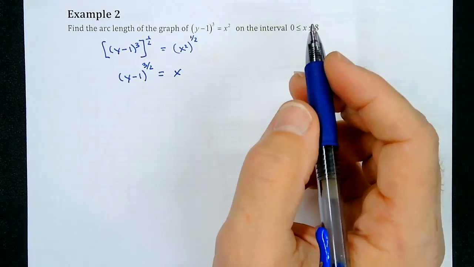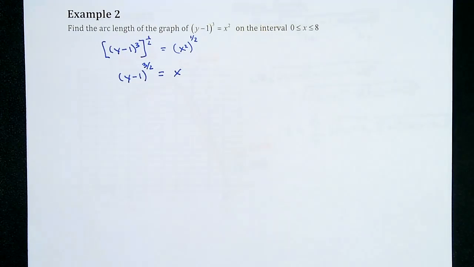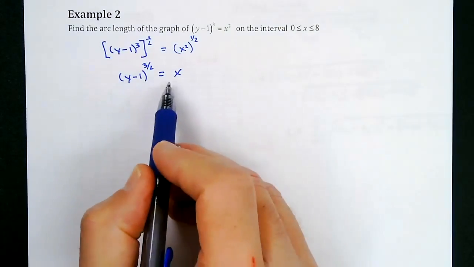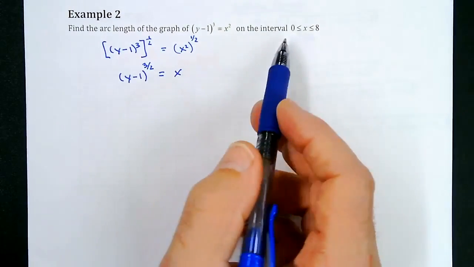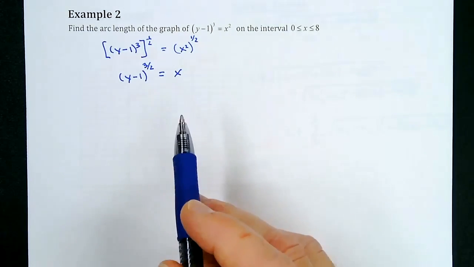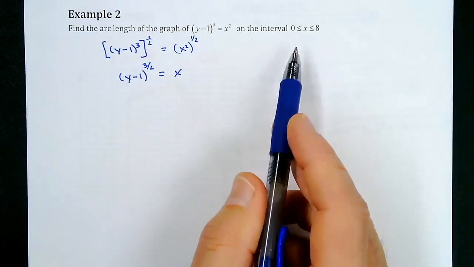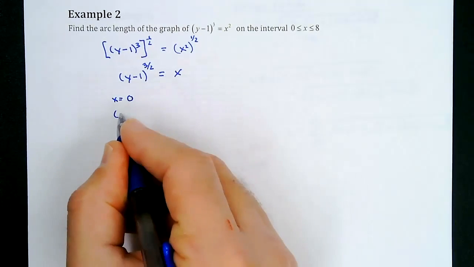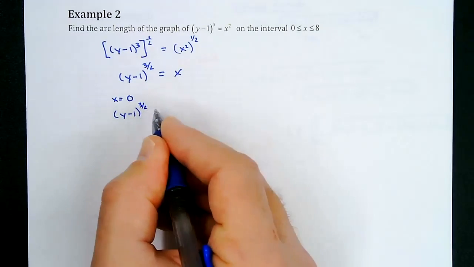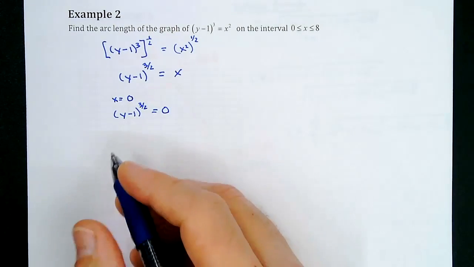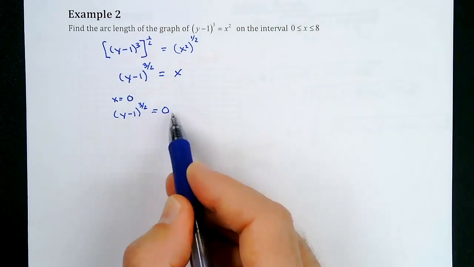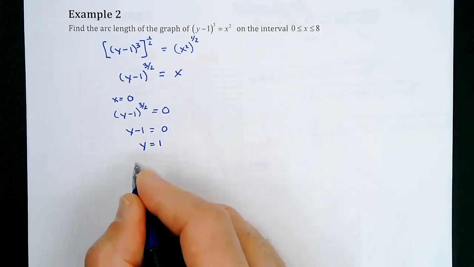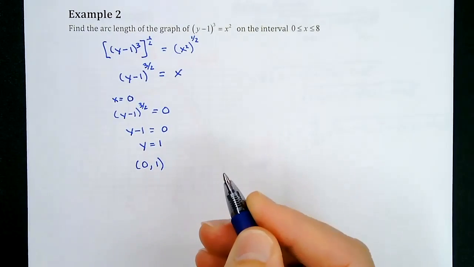And so what we need to do next is find, because we're going to integrate from one y value to the next and what we have is the x values, we're going to have to find the y values for these corresponding x values. So when x equals 0, this becomes (y minus 1) to the 3/2 equals 0. Then we can raise both sides to the 2/3 power. So we get y minus 1 is equal to 0, so y equals 1. So when x equals 0, y is 1 on this curve.